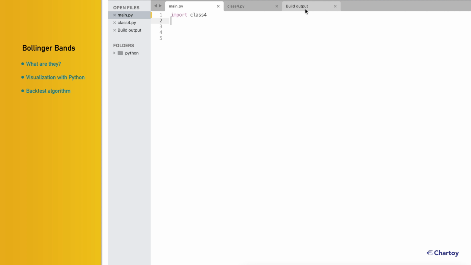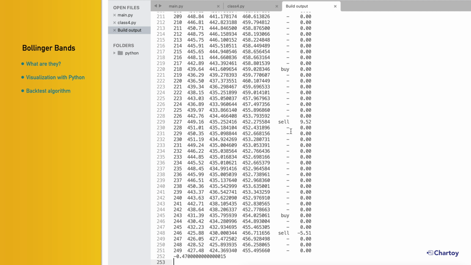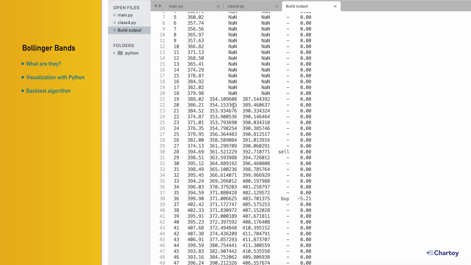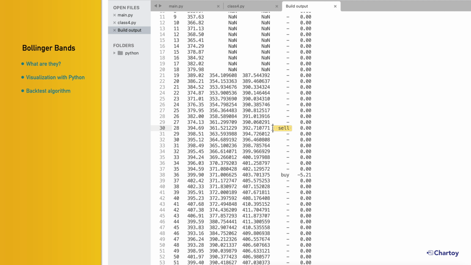So if we look at the data frame that we are working with, let's see. So we have the columns close, lower band, upper band, signal, profit that we just coded. And the first values are none because we are using a window of 20, right? So the first 20 values are not available. Here you can see sell. This is one position we took, and here buy. And all of this is daily data, right?